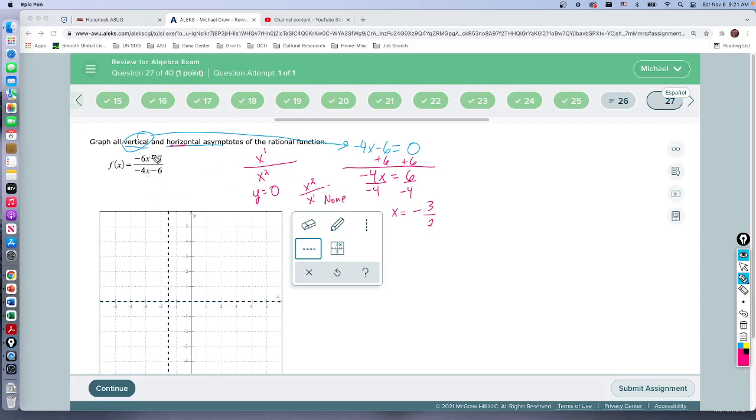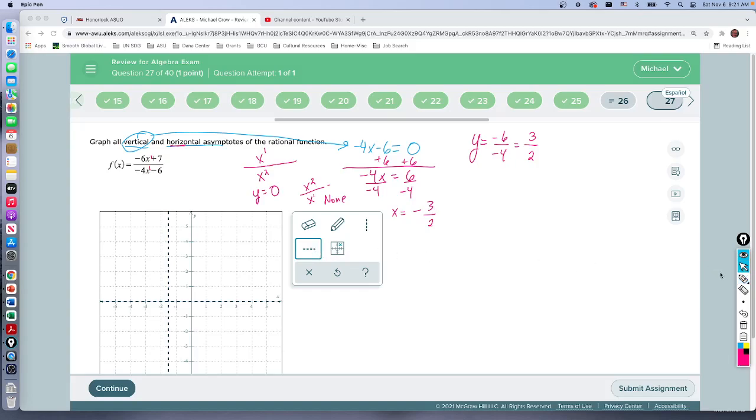But when the degrees are the same, as in this case, so this is x to the 1, x to the 1, the degrees are the same. It's the ratio of the coefficients in front. So it's going to be y equals negative 6 over negative 4, which is positive 3 halves. Again, 1 1/2. And that's y equals, that's a horizontal asymptote.